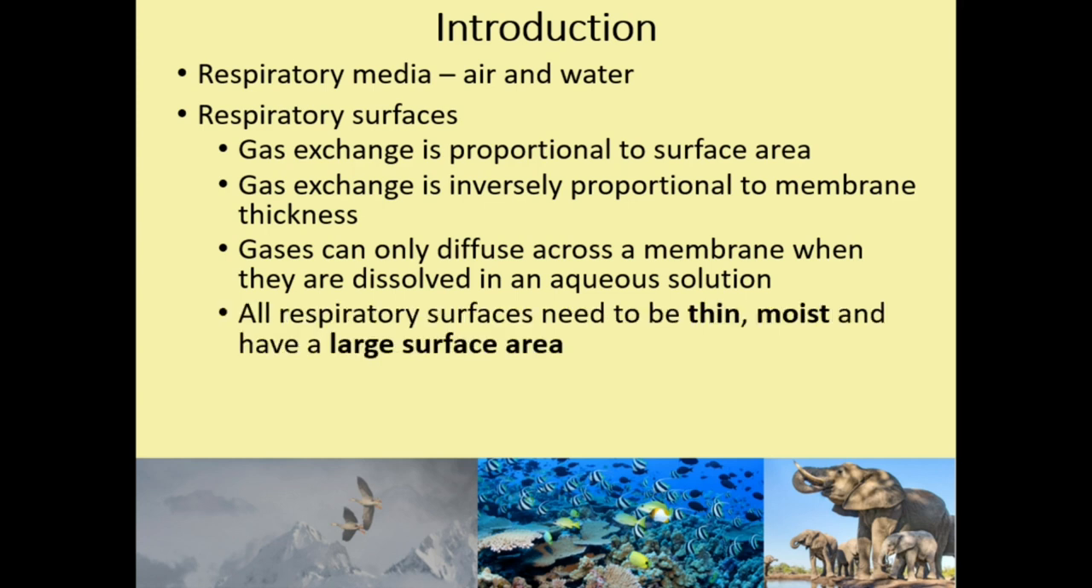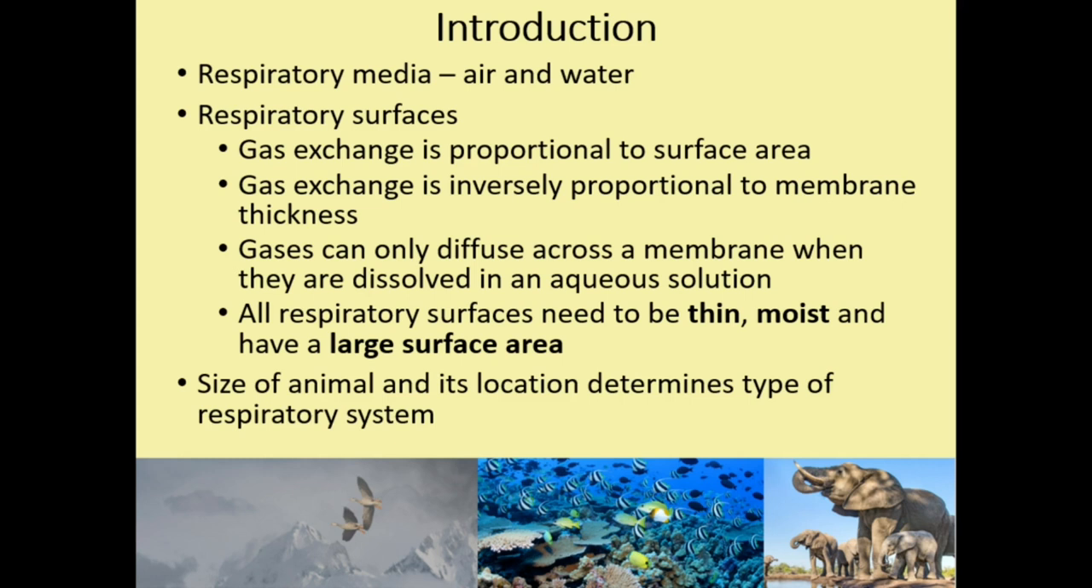The three principles that all respiratory surfaces share is that they are thin, they are moist, and they have a large surface area. Okay, so we're going to look at quite a few different types of respiratory surfaces as we go through. But just keep in mind that all of them will share those three principles. So as we go through, what we'll see is that the size of the animal that we're talking about and its location, so where it lives and how it lives, will determine the type of respiratory system that it has.